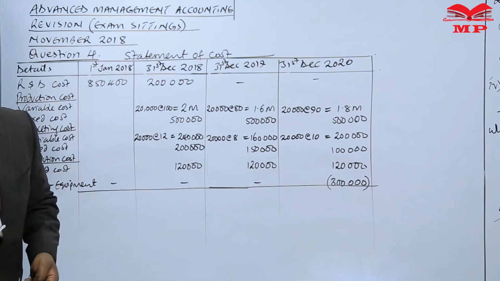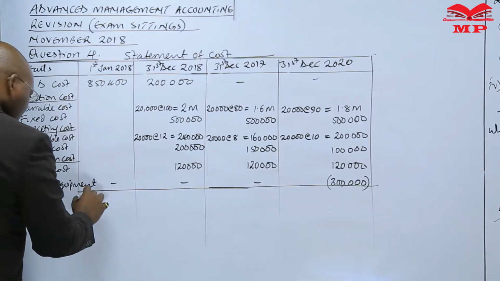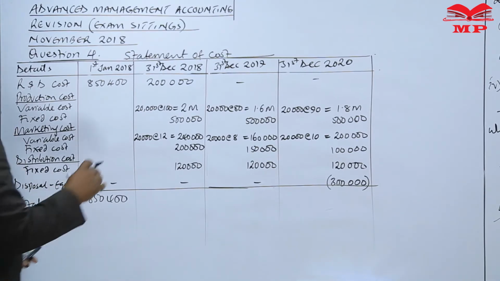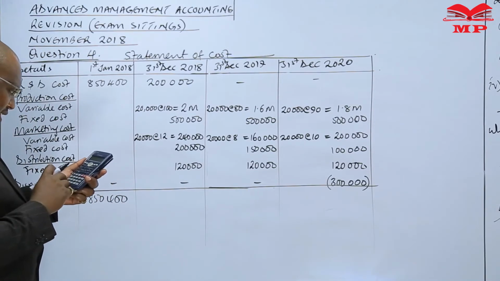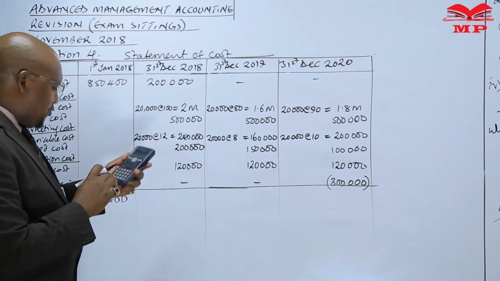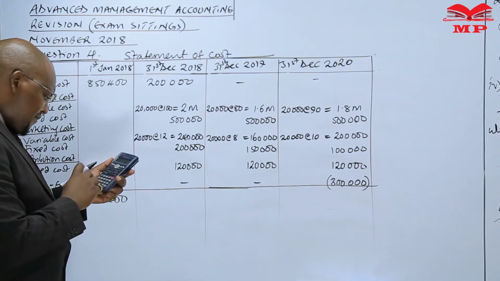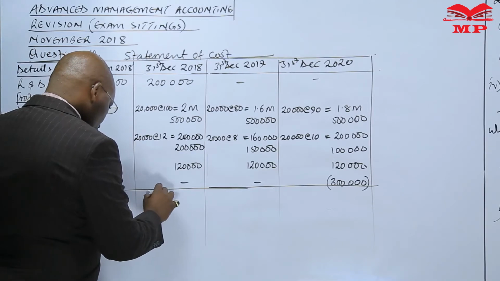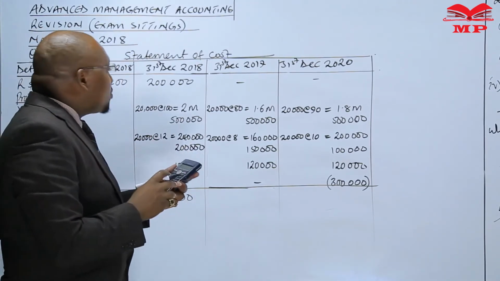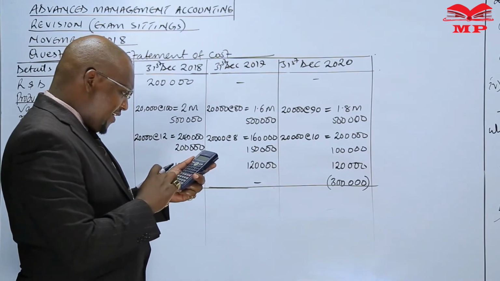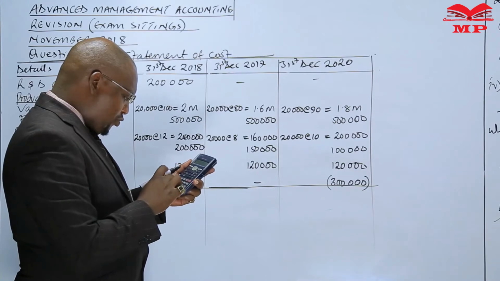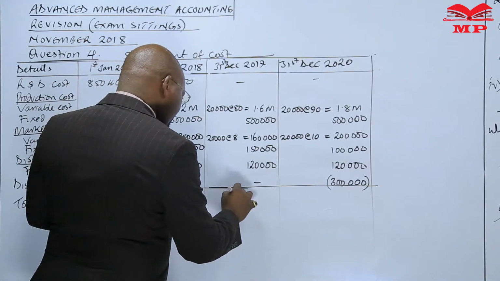So that now in year 1, as you can see, 850,400 is total cost. This one is 200,000. Then we add to 2 million. We add 500,000 to 40,000, 200,000, and 120,000. This is coming to 3,260,000. The next one is 1.6 million, 500,000, 160,000, 150,000, 120,000. This coming to 2,530,000.